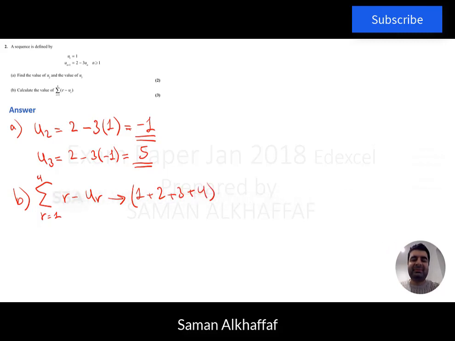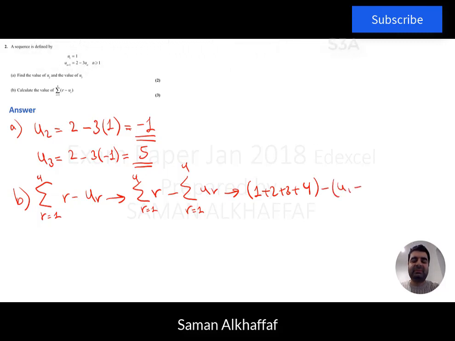Okay, so essentially the sigma of r. Just to make it a little bit simpler, you can write this as sigma of r from 1 to 4, minus sigma of u_r from 1 to 4. So it can be written as the sum of the values of r, which will be 1 plus 2 plus 3 plus 4, and that will be taken away from u1 plus u2 plus u3 plus u4.